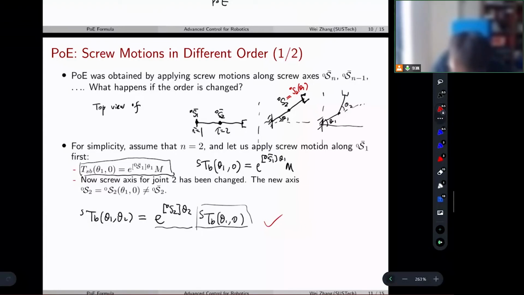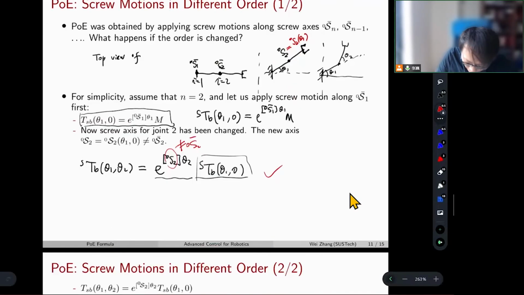It's just that this guy does not equal S2 bar 0. We need to compute it, because this guy got changed after applying the first screw motion. And how was it changed? S2 bar 0 got changed to S2 bar 0 theta 1 after a rigid body operation, which is T equal to e to the S1 bar 0 theta 1, right?